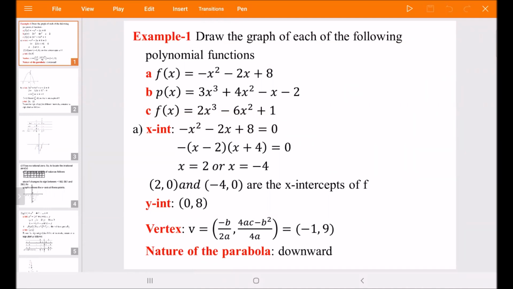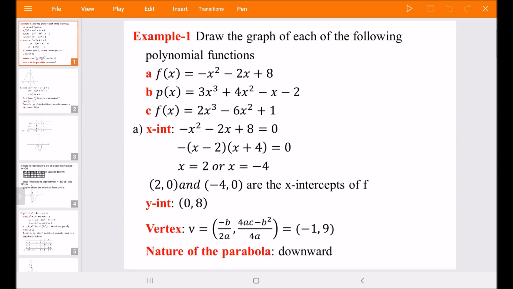First, let us begin our discussion today with this example: f of x is equal to minus x squared minus 2x plus 8. Actually, you have learned about the graph of this degree 2 polynomial in grade 9. It is called a parabola. So to sketch the graph of a parabola, we need to undertake 4 steps. These 4 steps are determining its x-intercept, its y-intercept, the vertex, and the nature of the parabola. Determining the x-intercept is simply solving f of x is equal to 0.